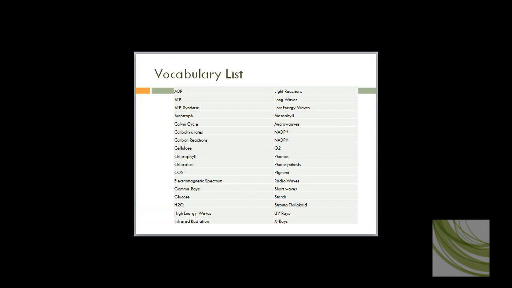This is a list of all the terms we've used in this chapter, and you can look them up, and as long as you know them all, you should be pretty good on this chapter. All right, and there we go. That wraps up vocabulary for this chapter and chapter 5.